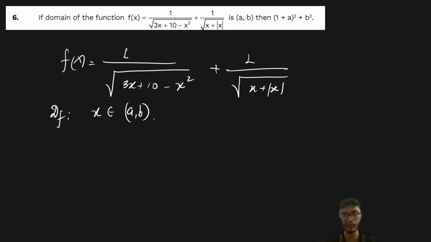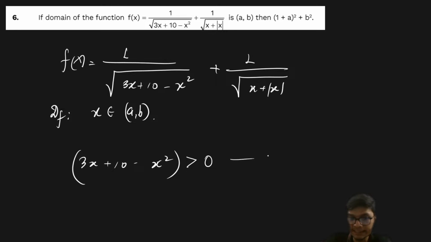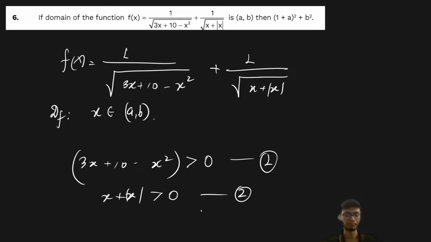Now, whenever we have algebraic functions involving a square root in the denominator, the denominator should not be equal to 0, and the value inside the square root should be positive, because we are dealing with real values, right? So the first condition is that this particular expression should be greater than 0. And the second condition is that x plus mod of x should also be greater than 0.